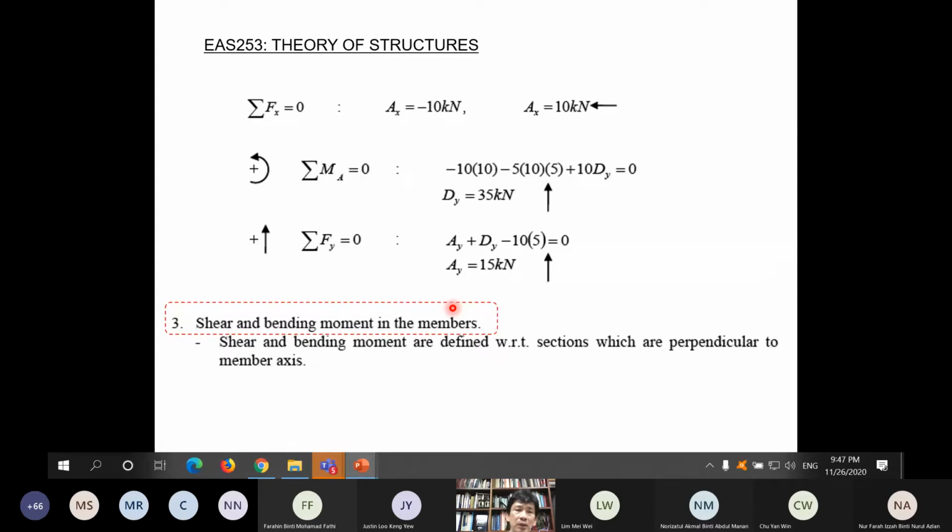Next, we get the shear force and bending moment at different sections, at different parts of the frame, by cutting through the members. We use the cut section method.